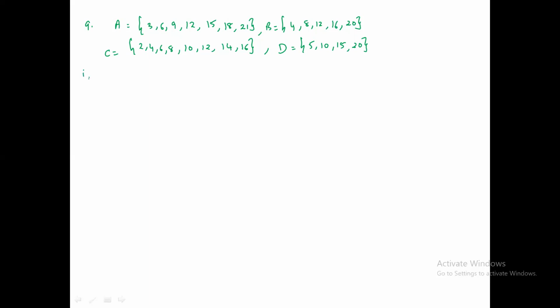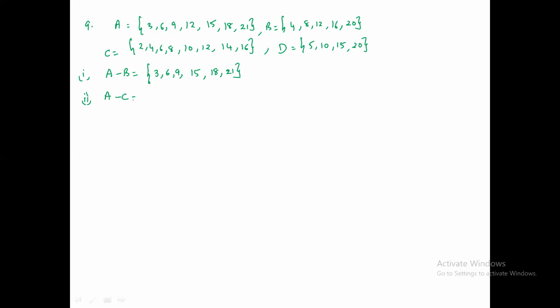Like the first one, from A, remove B. So 3, 6, 9, 12 you have to remove. 4 you can't remove, 8 you can't remove, but 12 you can remove. 15, 18, 21. This is what you have.